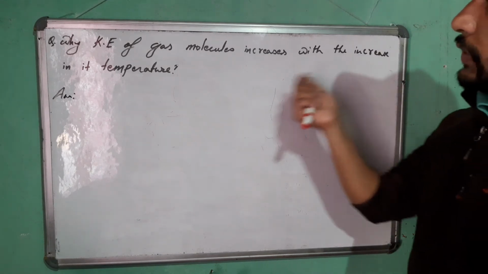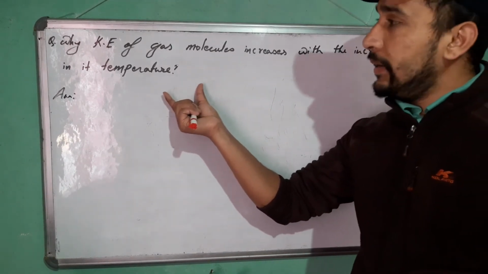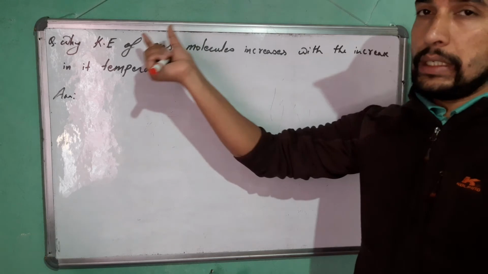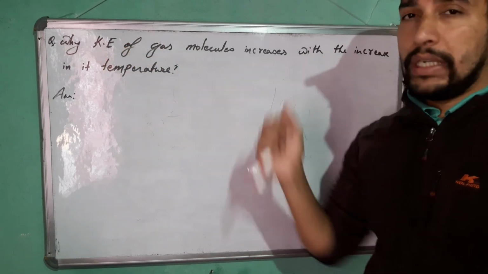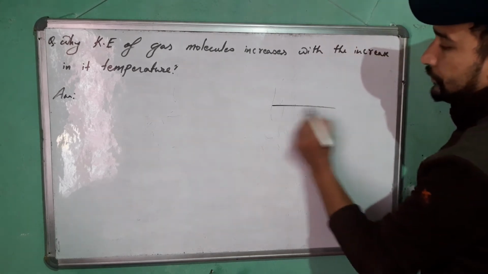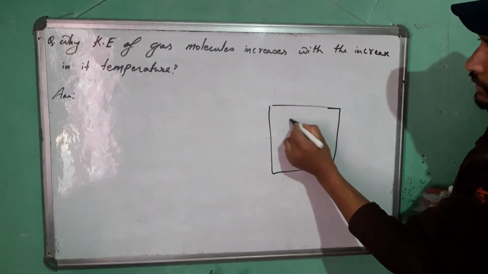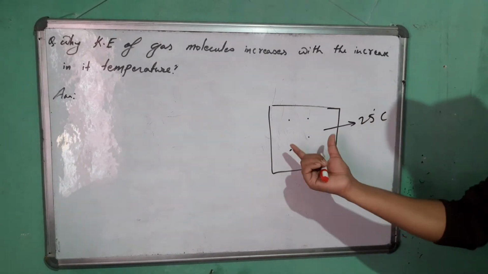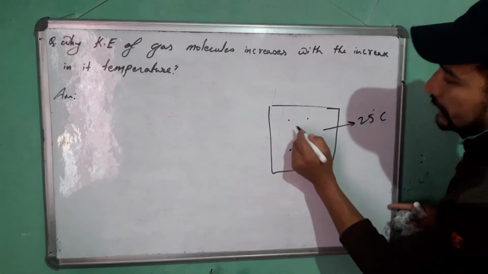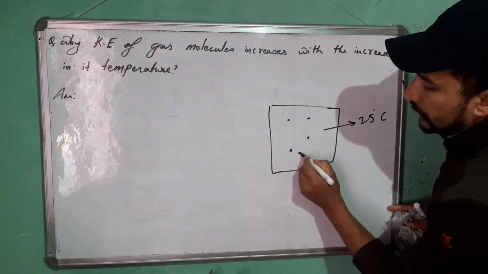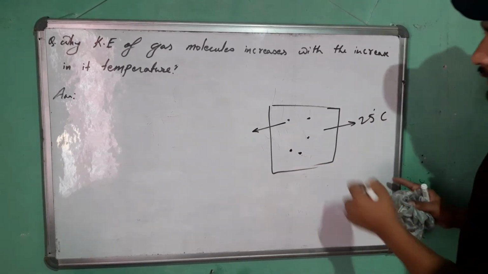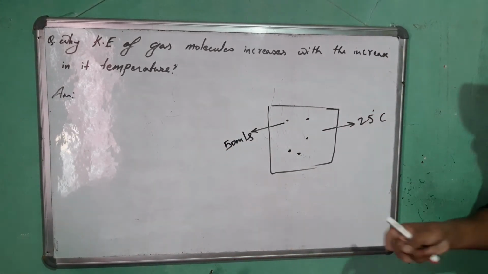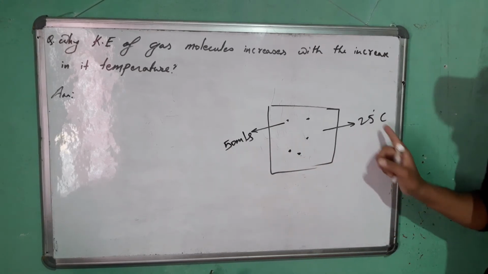With the increase of temperature, the random motion of gas molecules increases, and due to this the kinetic energy also increases. Okay, so what happens is, these are gas molecules. Right now it is at 25 degrees Celsius. At 25 degrees Celsius, the molecular velocity of these gas molecules, say let it be 50 meter per second.